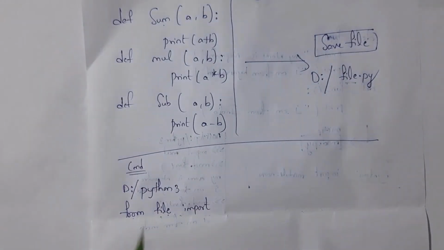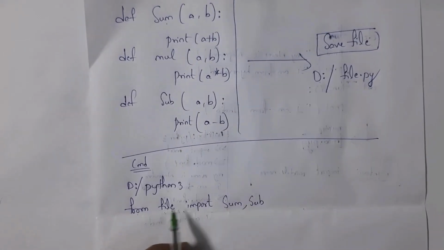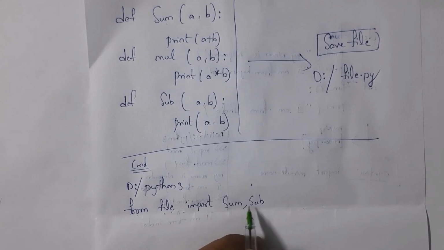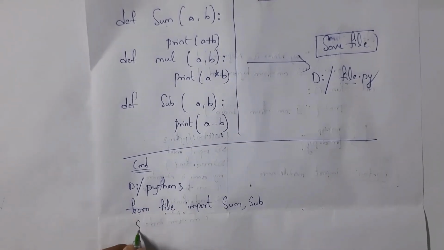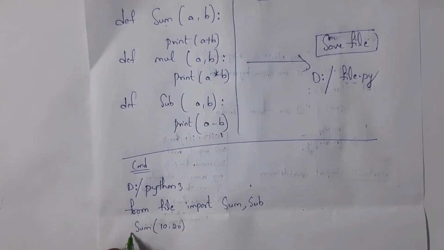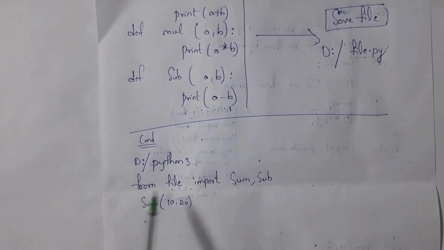So you can import only these two functions, sum, sub. From module file, I am importing function sum and function sub. So in order to perform addition, there is no need of writing file.sum. There is no need of including module name. Just write sum, and here you can write 10, 20. There is no need of including module name again. Whenever you write sum of 10, 20, you will get output 30. This is use of from and import keyword.